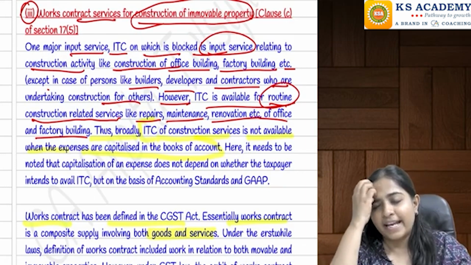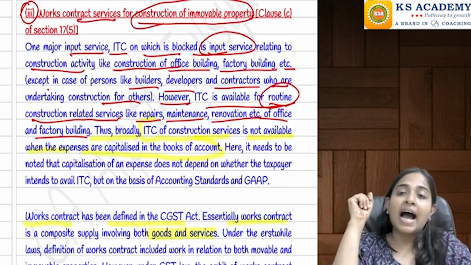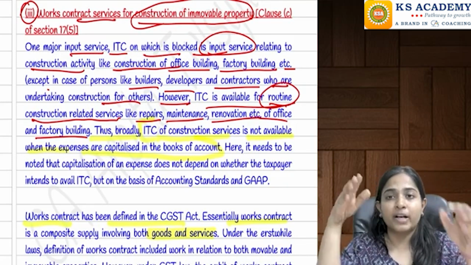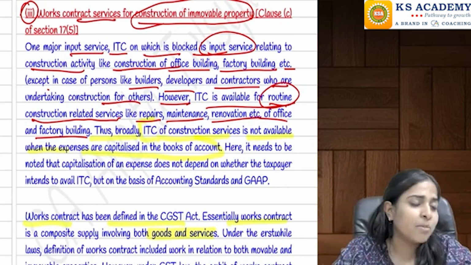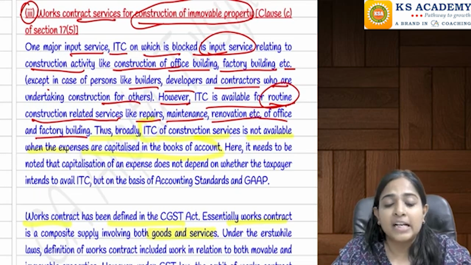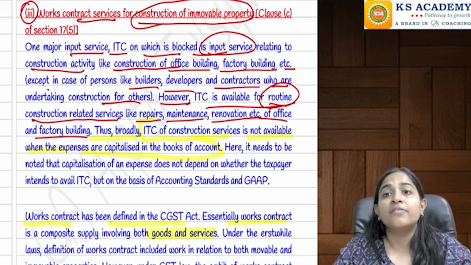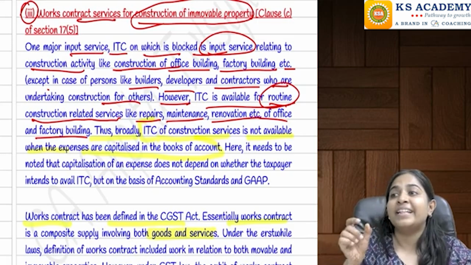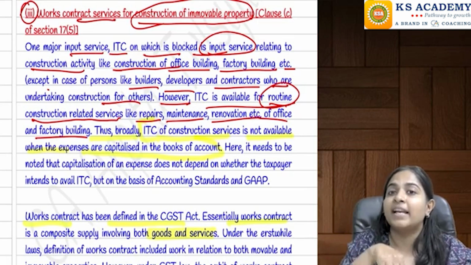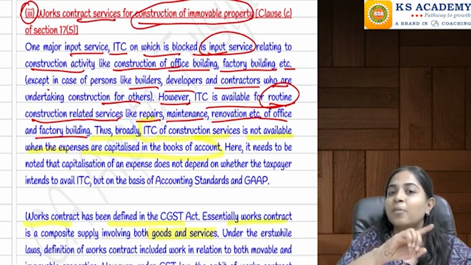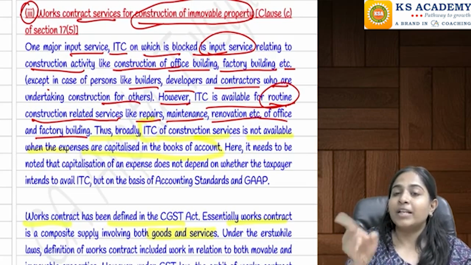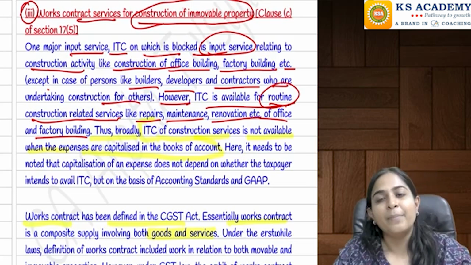Example, everyone. Let's say I avail works contract services for construction of an office building. It is an immovable property. GST credit on the same is totally blocked. I undertake works contract services for repair of an office building, and that repair charges is debited to the P&L account. Debited to P&L account means not capitalized, and not capitalized means GST credit on this will be available.